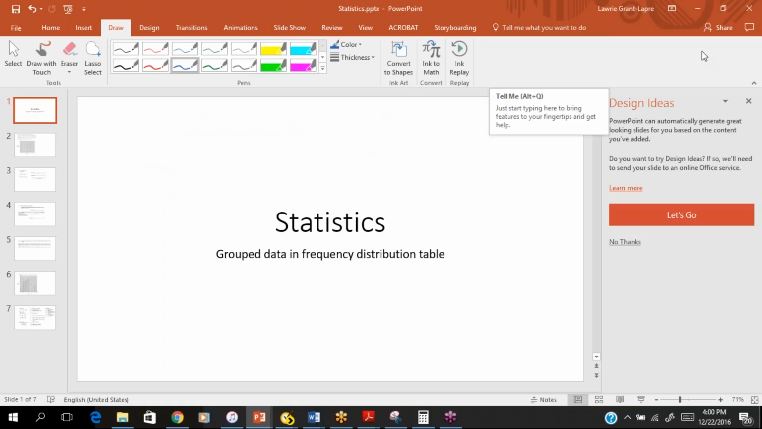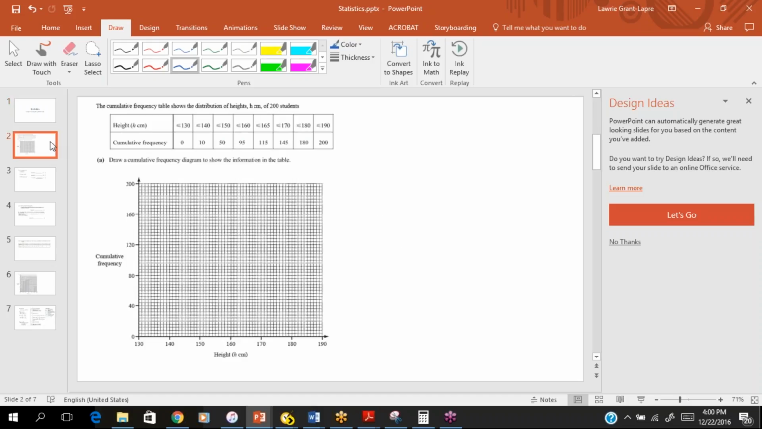Well, thank you for joining us on this session to do with statistics for IGCSE. This question looks at when the statistics involves grouped data. So let's have a look at the question that we'll be dealing with in this session.